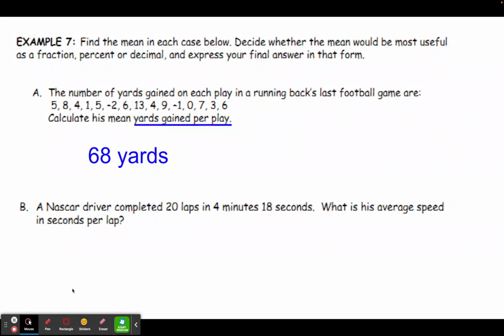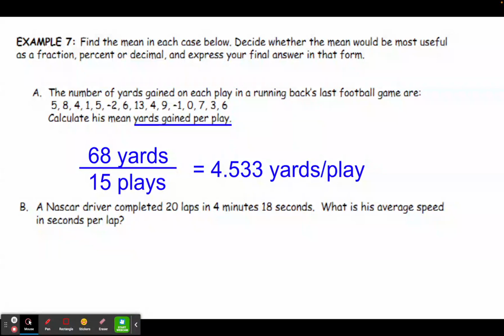If I add all of those numbers together, 5 plus 8 plus 4, etc., including the negative, I would get 68 yards. That would represent the total number of yards that he gained. And there were a total of 15 plays in this list of numbers. So yards per play is set up correctly for the units they're asking us for. And 68 divided by 15 would be 4.5333 yards per play. Now, in this case, it doesn't make sense to turn that into a percent or a decimal. So we'll just leave it like that.